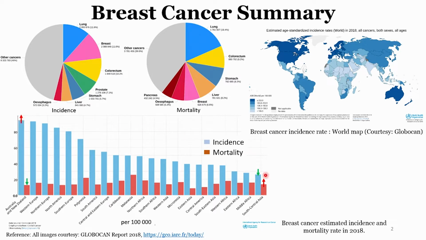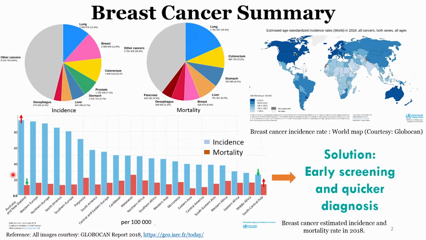But if you see less developed or developing countries such as India and South Africa, the incidence rates are lower, but the mortality rates are comparatively higher than in the developed countries. So the question arises: why is the incidence lower, but the mortality rate higher as compared to developed countries? The answer is early screening and quicker diagnosis of breast cancer. So we are going to talk about how you can approach and diagnose breast cancer using optical techniques.